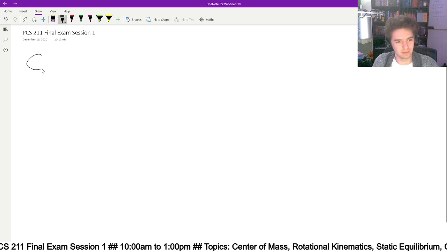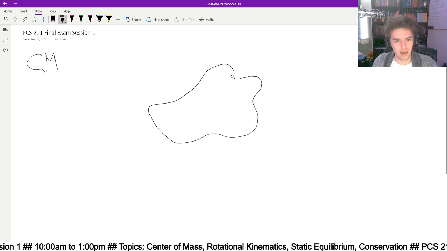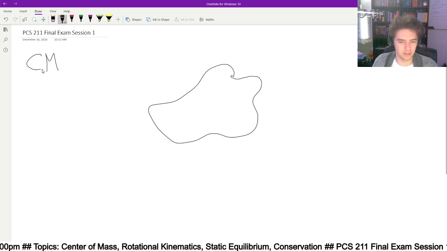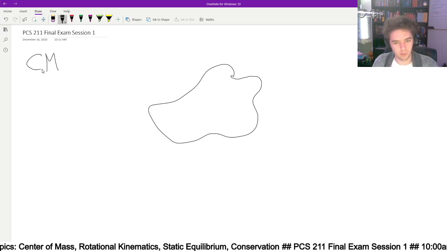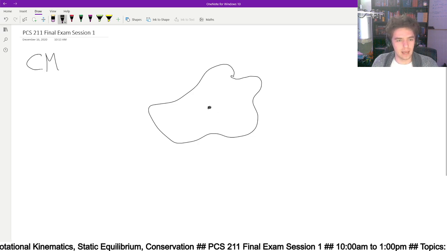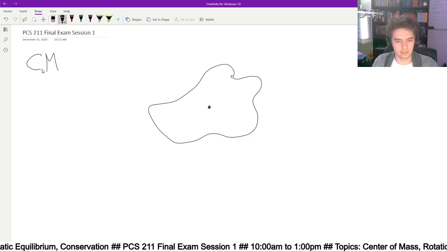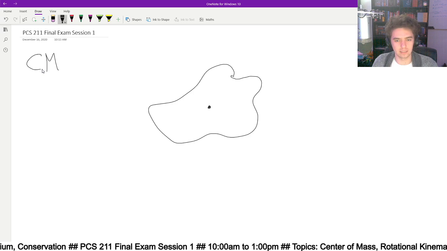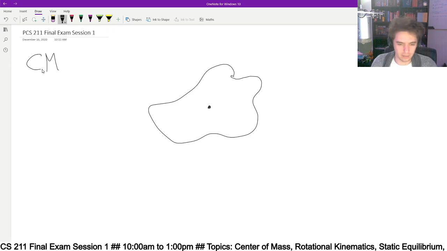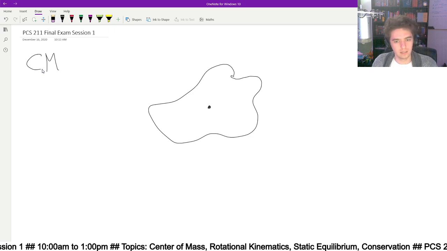So first thing we're talking about is center of mass. If you have a big complicated shape, and you want to know how it moves as an object in kinematics, you just pretend it's a point mass centered at the center of mass. Determining where that center of mass is isn't too complicated, but there are steps to it, and that's what we're going to do. Once you know where the center of mass is, you can do the whole kinematic stuff just with the center of mass.